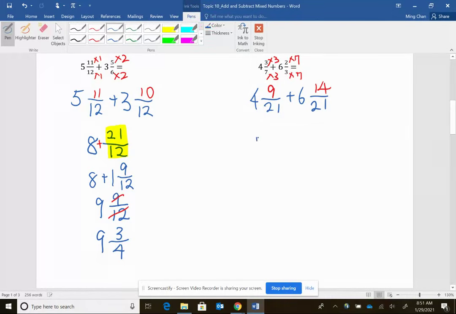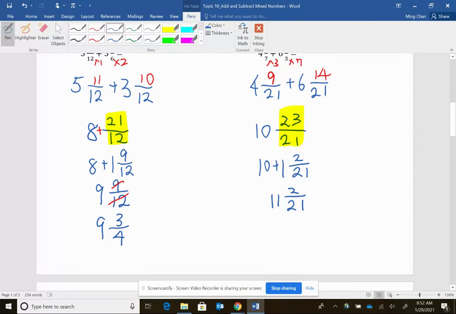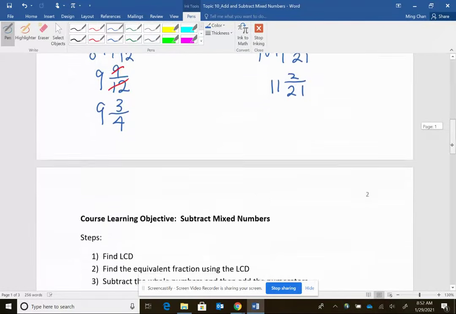Once I add up the whole numbers and the numerators, that will be 23 over 21. Once again, this part is an improper fraction, so we got to convert it into another mixed number, which will be 1 and 2 over 21. I already had 10, so now my extra whole number adds on to my 10. My final answer is 11 and 2 over 21. 2 over 21 cannot be reduced, so this is the answer. Now, if this portion is a proper fraction, then we don't have to do this extra step.